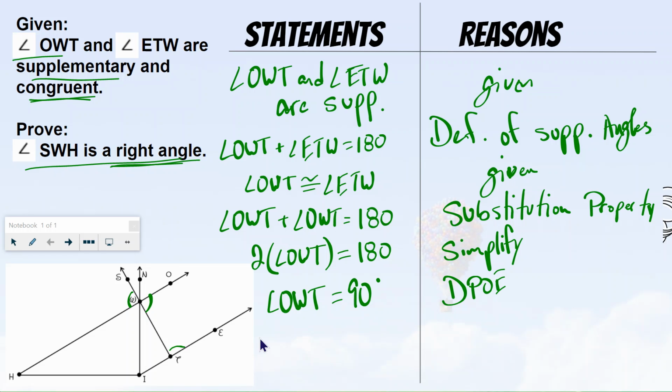Now if that's 90 degrees, I know that OWT is equal to SWH because those are vertical angles.